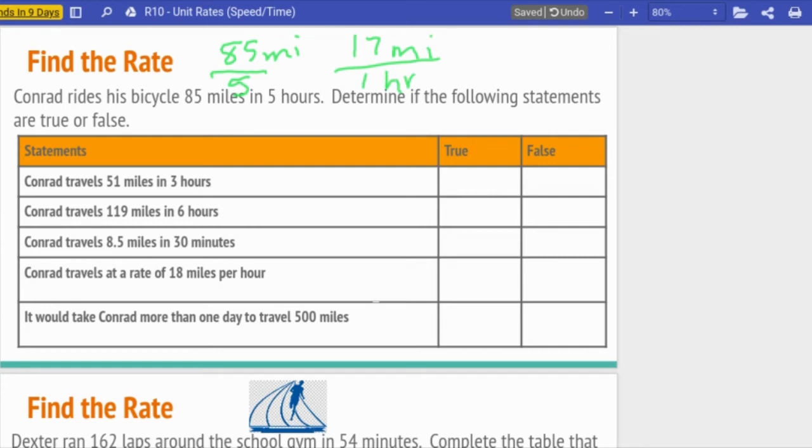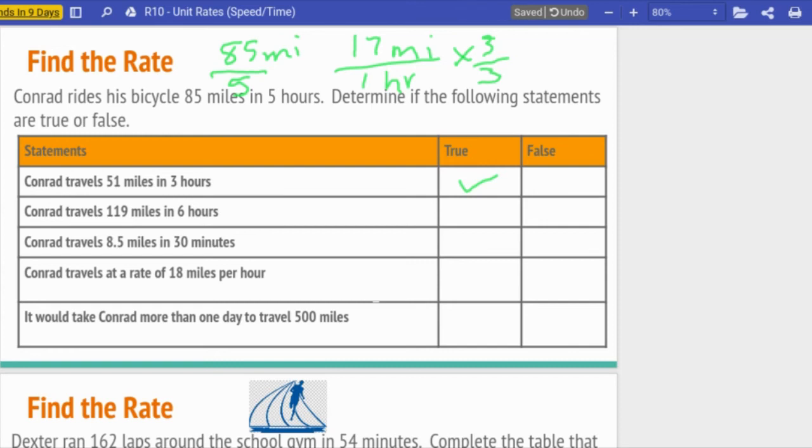So does he travel 51 miles in 3 hours? So I'm going to have to do this, and I'm going to need to times it by 3. And 17 times 3 is 51. So he does travel 51 miles in 3 hours. So that statement would be true.